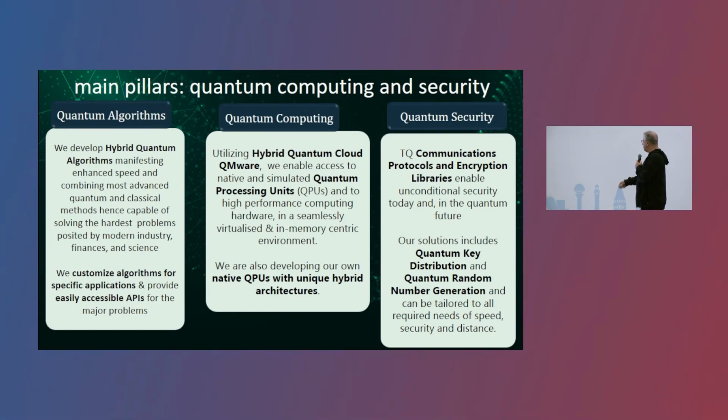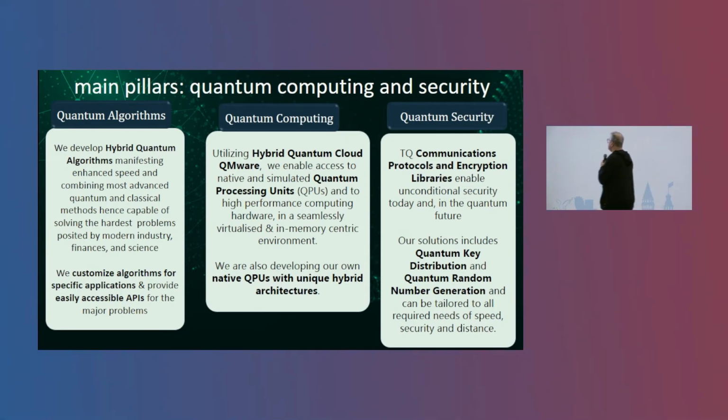One is quantum algorithms. We developed new hybrid quantum algorithms manifesting enhanced speed and combining the most advanced quantum and classical methods of computation, capable of solving problems which were considered to be the hardest, like problems of optimization for finance and science. We have another of our representatives, Michael Perlstein, here, who can tell you much more detail about this pillar.